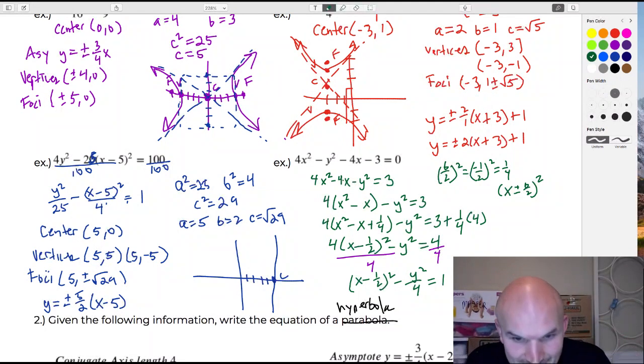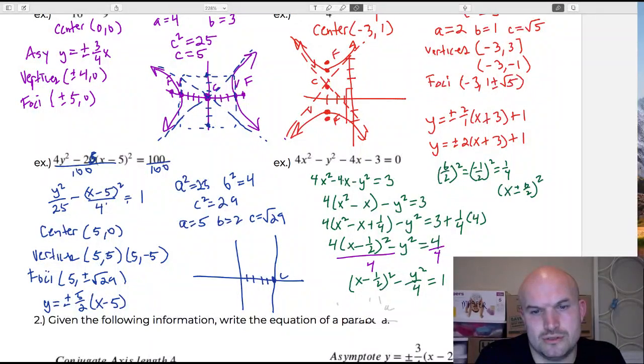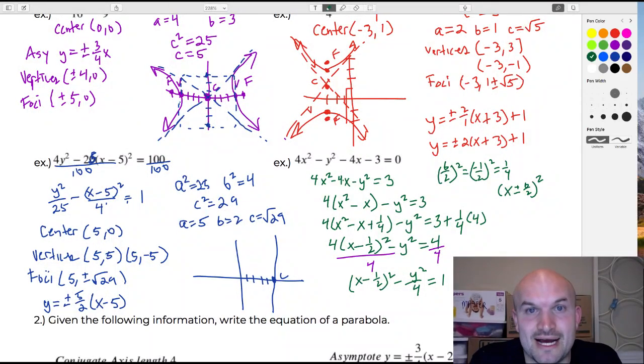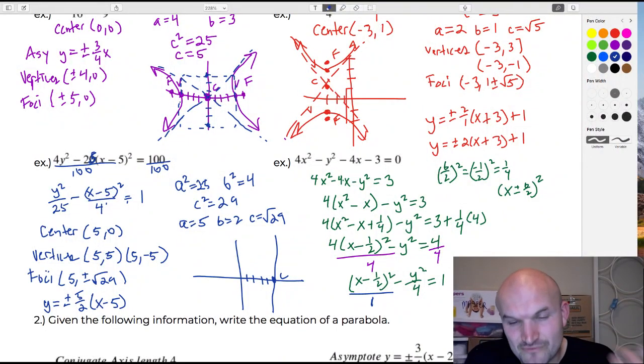All right, so now finally I got to a problem where you can see that my a squared is under x. It's not the largest though, right? So 4 is larger, but for an ellipse, that would be your a squared. But again, for the hyperbola, your a squared is always going to be first, or at least the positive form. So in this case, my a squared is equal to 1, my b squared is equal to 4, and my c squared is going to equal 5.